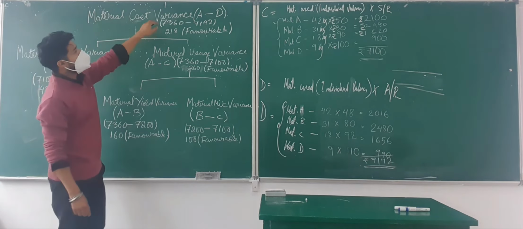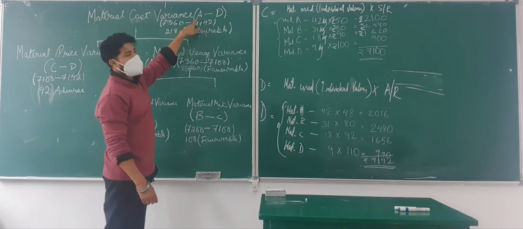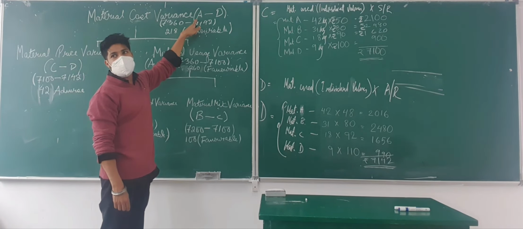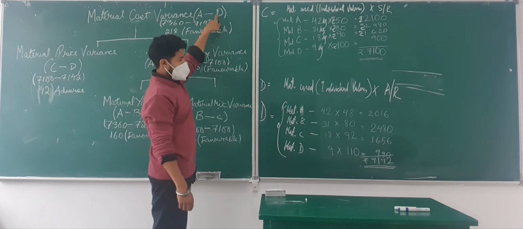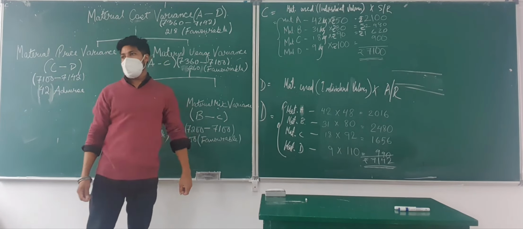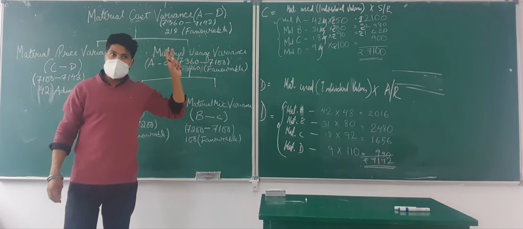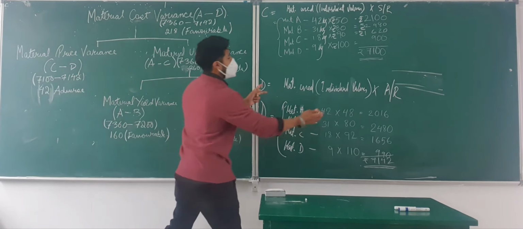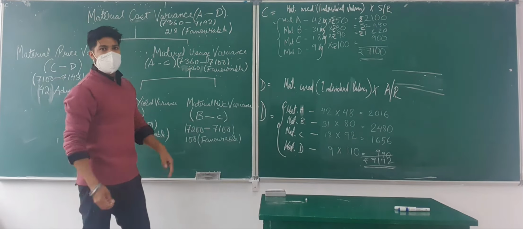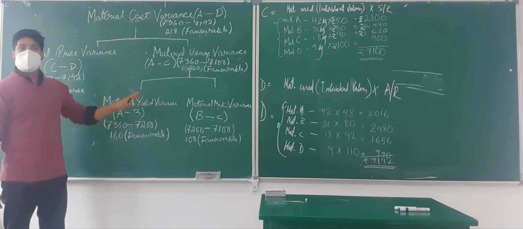For material cost variance, what is the formula? Formula for A minus formula for D. A is standard quantity of material used for actual production into standard rate minus materials used individual value into actual rate. This is what you have to write. Very lengthy, no? That's why we are using A and B and C and D. These are the variables we are using because we do not want to write these long formulas here. And we want to calculate also. Is it okay? So we are cutting short things. Am I clear with this?